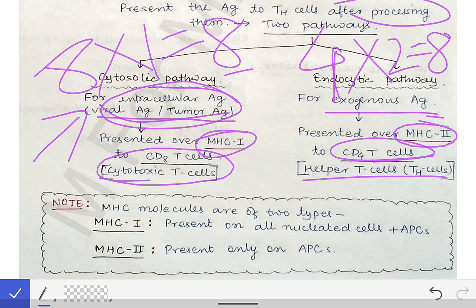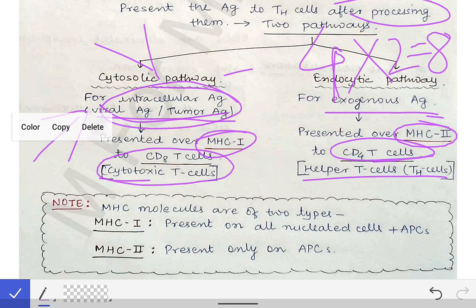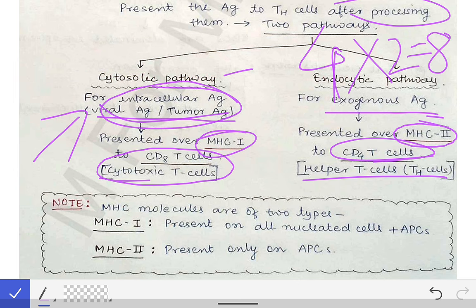That means you have to keep the multiplication of these two things to be 8, okay. And then by that you can remember that the cytosolic pathway uses the MHC1 molecules for presentation of the antigenic fragments, while the endocytic pathway uses the MHC2 molecule for the antigenic fragment presentation to the helper T cell, that is CD4 T cells, okay.